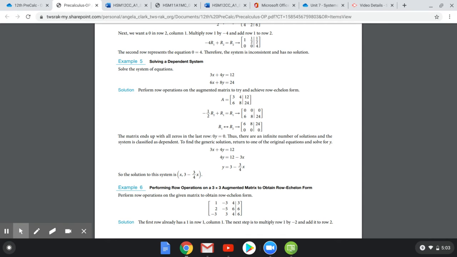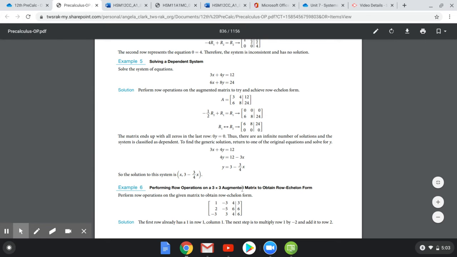All right, welcome back to 9.6. We're going to do this example with a 3 by 3 matrix.